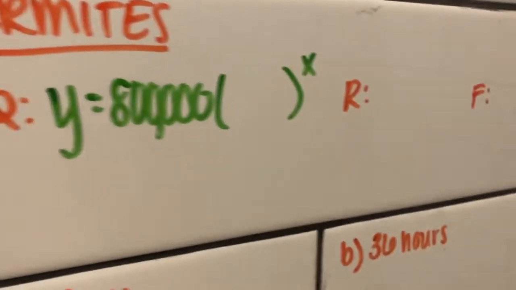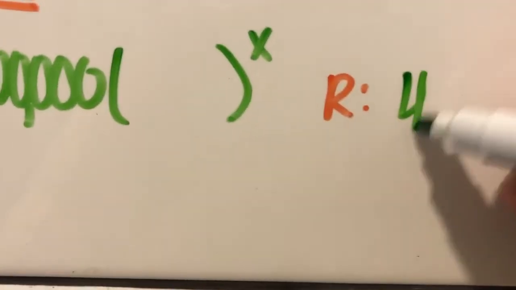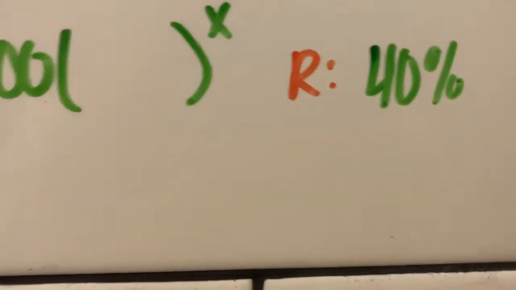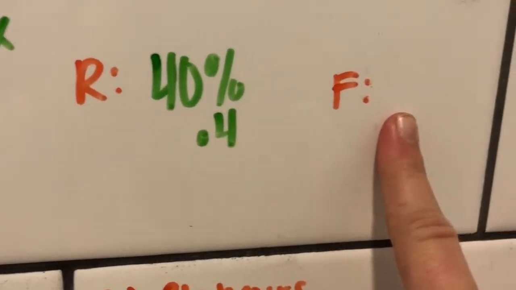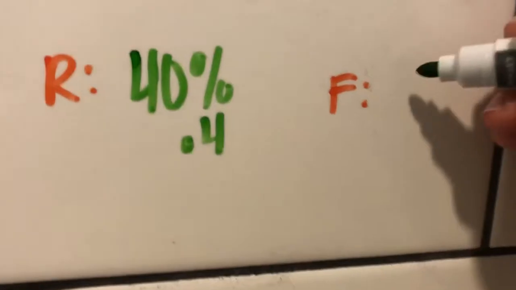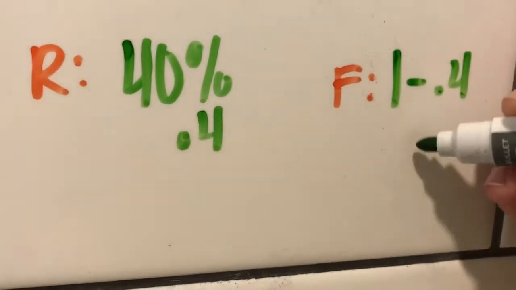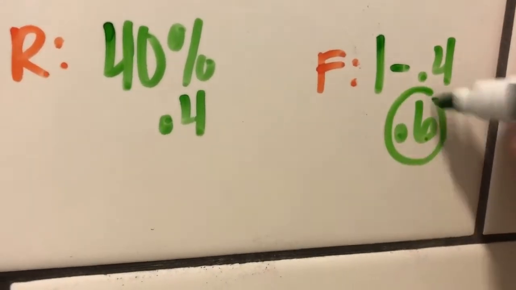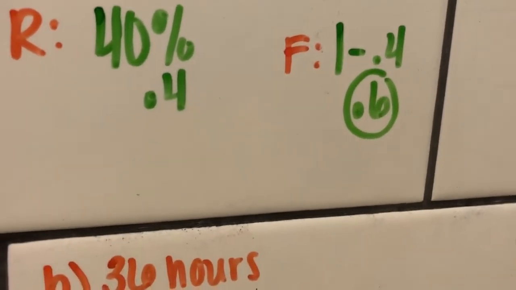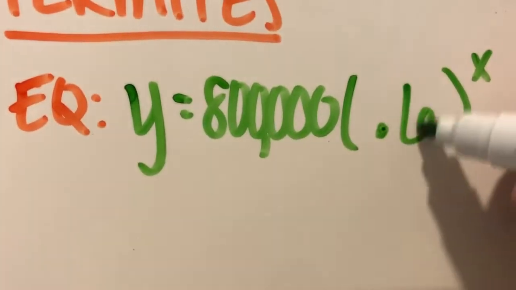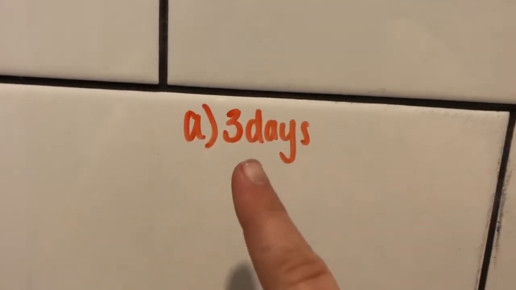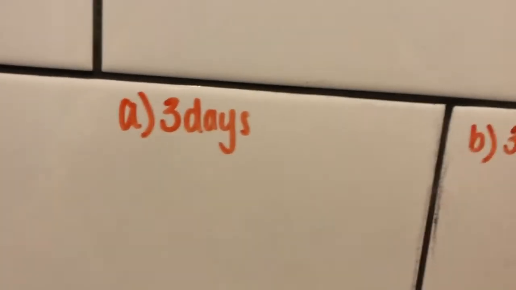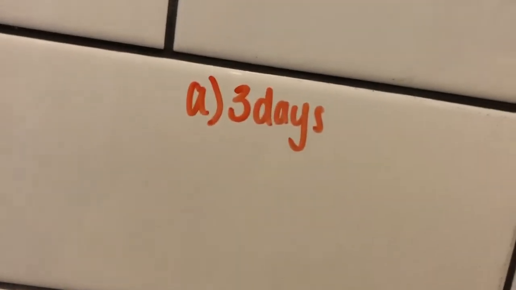Now the rate for this one, it gives me 40%. They're being killed at a rate of 40% every day. Well, 40% in decimal form is 0.4. So when I figure out my factor with the decay model, I'm doing 1 minus. So 1 minus 0.4 leaves me with 0.6. 0.6 is going to be my factor, my decay factor here. So I can fill that back in my equation over here.